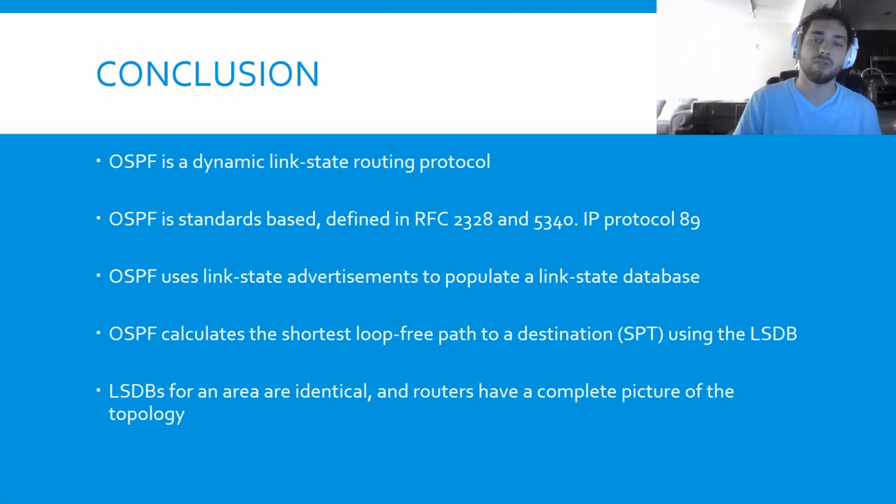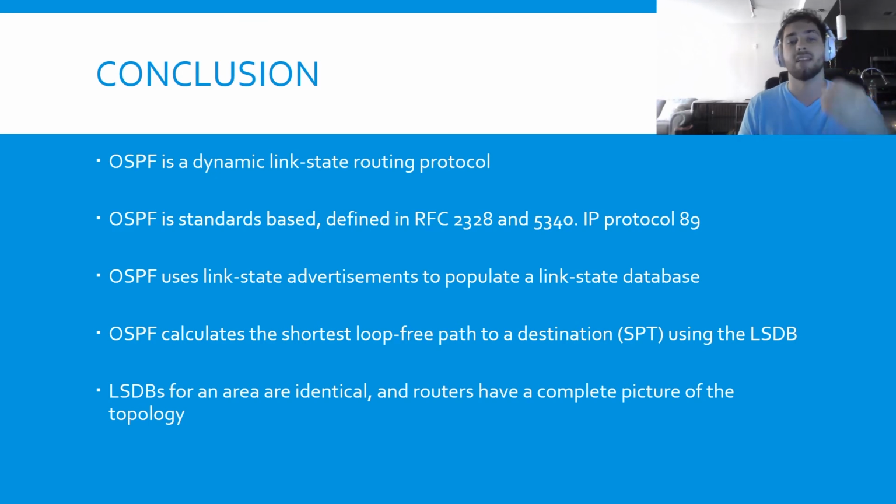So in conclusion, what have we learned so far? We know OSPF is a dynamic link state routing protocol. OSPF is standards-based, defined in RFC 2328 and 5340. This is for version 2 and version 3, which is for IPv4 and IPv6. OSPF uses IP protocol number 89.